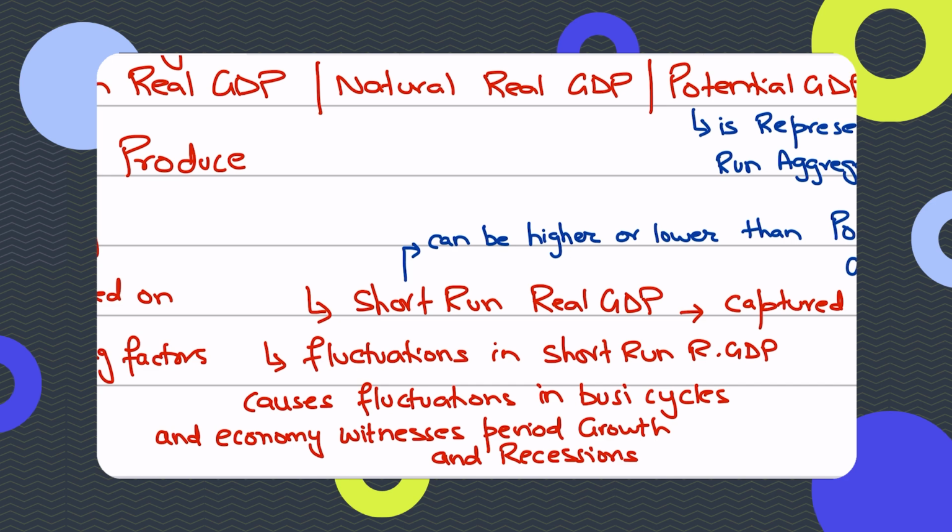So fluctuations in your short run real GDP or actual output or your actual GDP cause changes in business cycles, the fluctuations in business cycles. And business cycles are those economic cycles of growth, of periods of booms and growth and recessions in the economy, where your actual output fluctuates, it goes up and down, right? So the economy then witnesses periods of growth and recessions, right, guys?